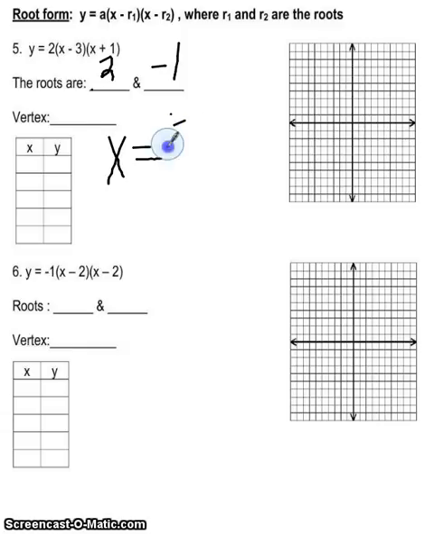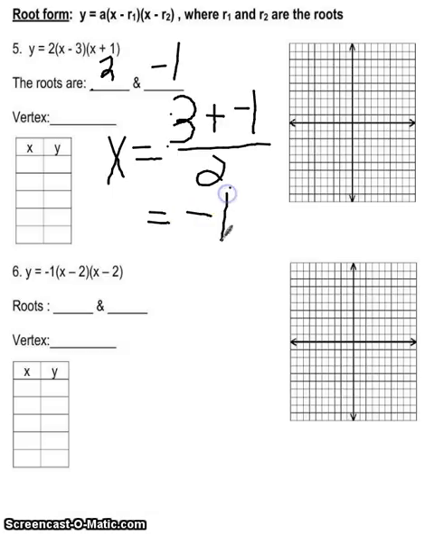So here I'll have 3 plus a -1 divided by 2. 3 plus a -1 is a -2, and -2 divided by 2 gives me a -1. So that is actually my x value of my vertex. You will follow the same steps when we get to any other example asking about root form.